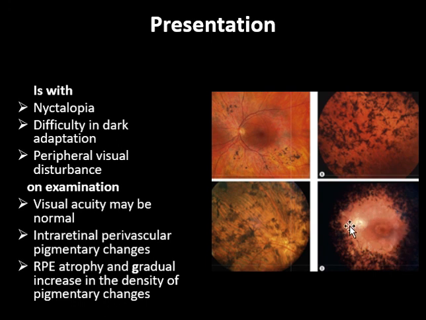So the patient will have annular scotoma because of this mid-peripheral increased retinal pigmentary changes, and because of the sparing of the macula, the patient has tunnel vision, and this will lead to a scotoma. The patient cannot see in this area of the visual field.